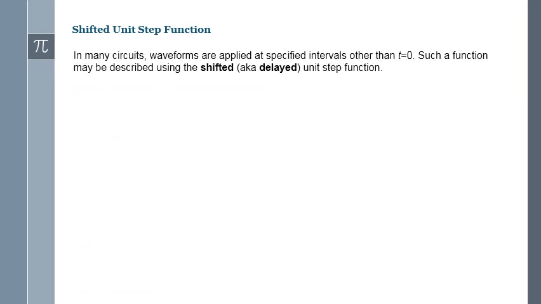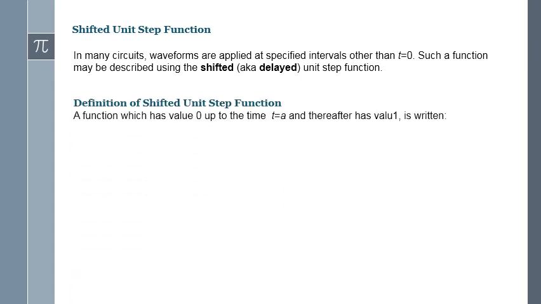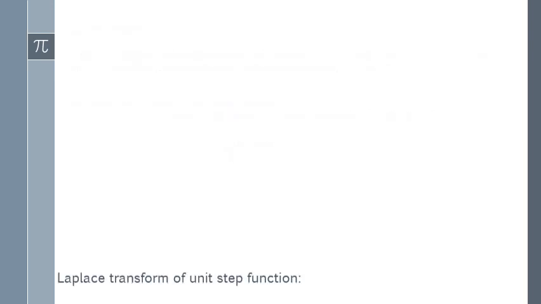Next we proceed to define the shifted unit step function. In many circuits, waveforms are applied at specified intervals other than t equal to 0. In such a case, we define the unit step function as the shifted unit step function, and the definition goes like this: u of t minus a is equal to 0 if t takes values less than a, and 1 if t takes values greater than a.